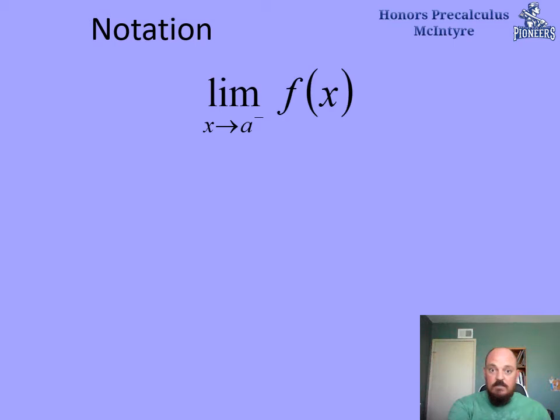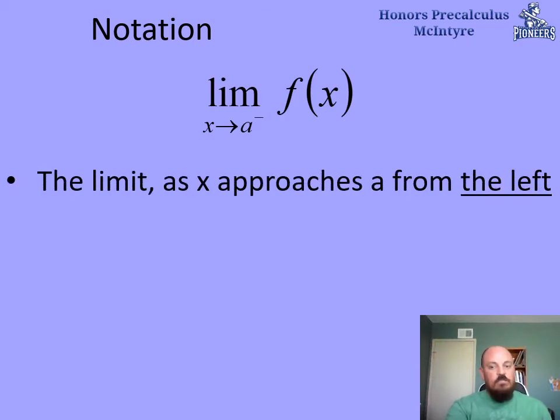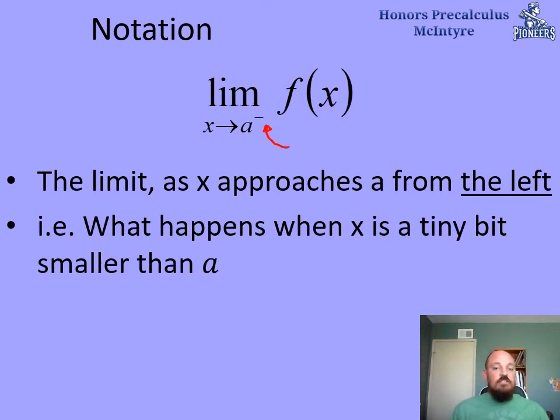Then you can probably guess, if I put a minus there, it means from the left. Just like last time, the only difference is this little teeny tiny minus right there, in the exponent spot. It looks like a to the minus power. That means we're looking for numbers that are just a tiny, tiny bit smaller than a. Visually from a graph, it means we're coming in from the left side. Numerically, it means you have numbers a tiny bit smaller. So if it was the limit as x approaches 3 from the left, you're looking at 2.99999. Real close, but a tiny bit less than 3.